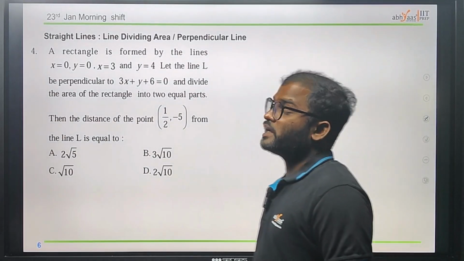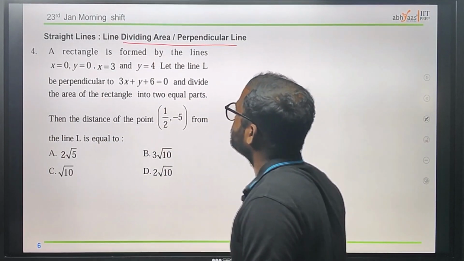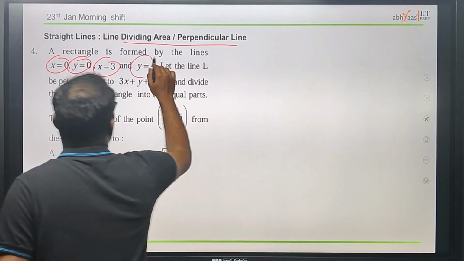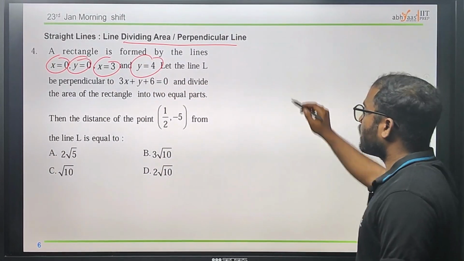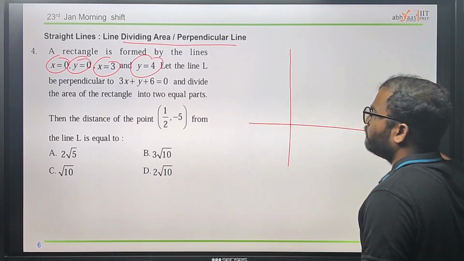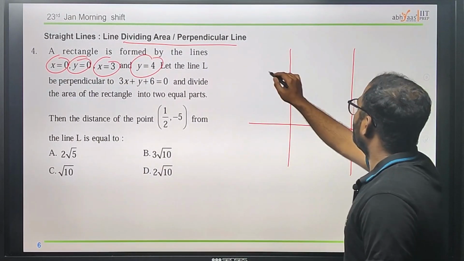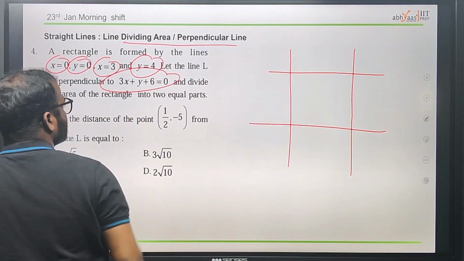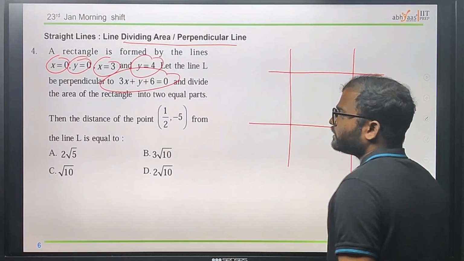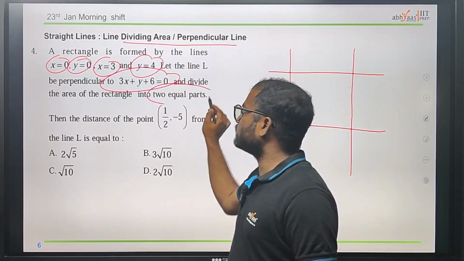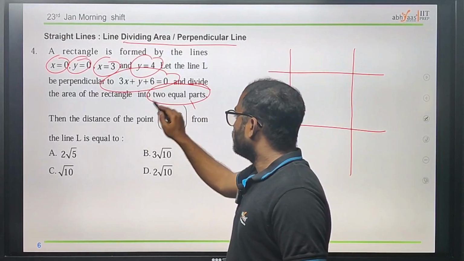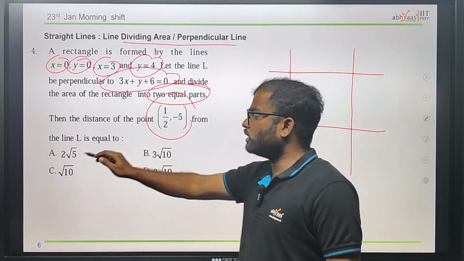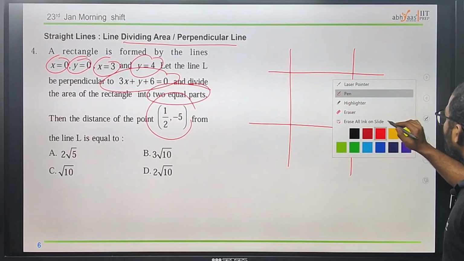Now next, straight lines. A rectangle is formed by x equal to 0, y equal to 0, x equal to 3 and y equal to 4. By using these lines we can form a rectangle. Then the line L is perpendicular to 3x plus y plus 6 equal to 0 and divides the area of the rectangle into two equal parts. Then what is the distance of the point (1 by 2, minus 5) from the line L? I hope you understood what I'm saying.